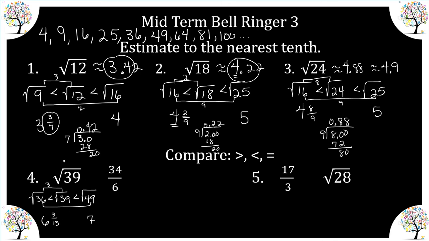So the square root of 39 is 6 point something. So let's convert the fraction. So the top goes in the box.